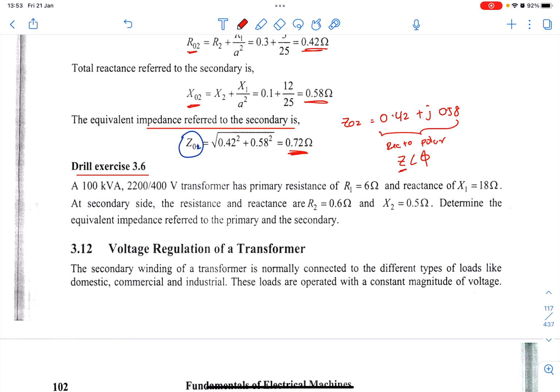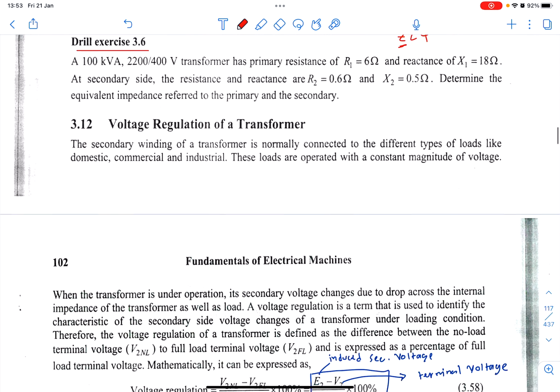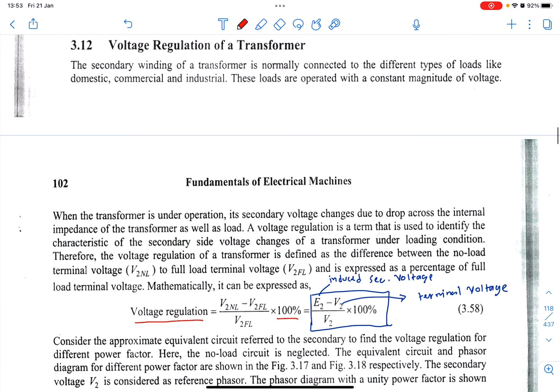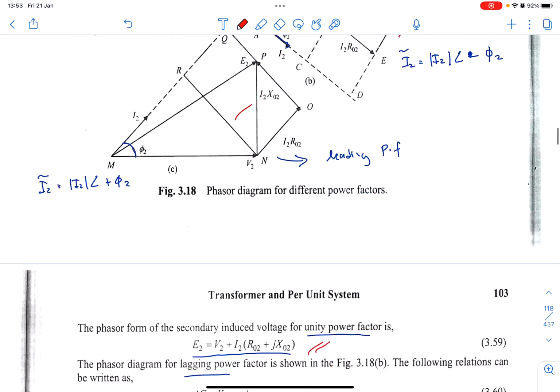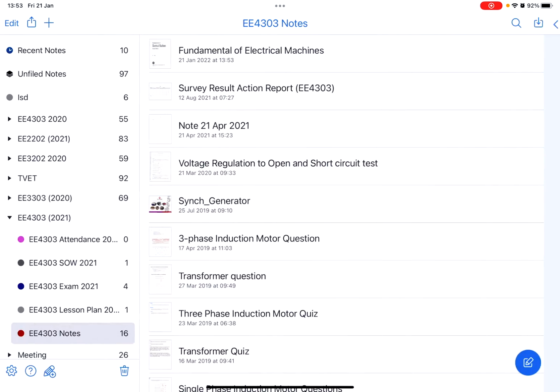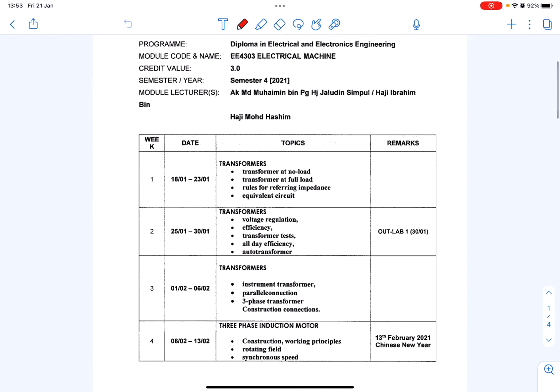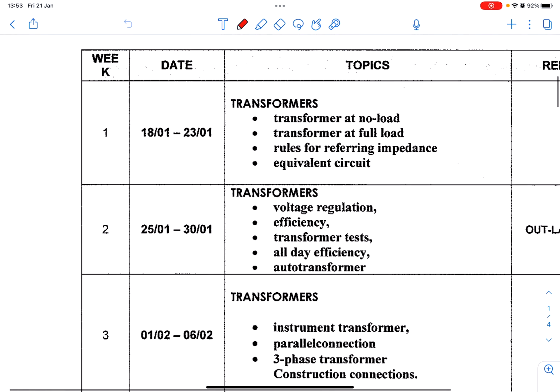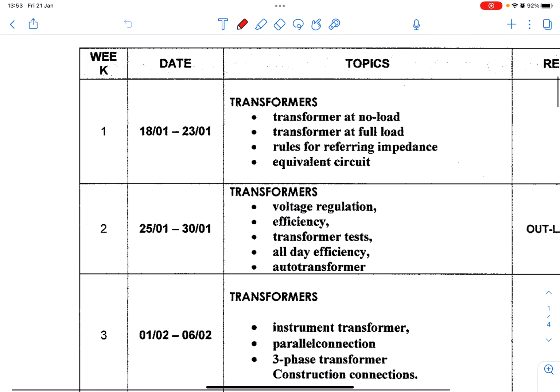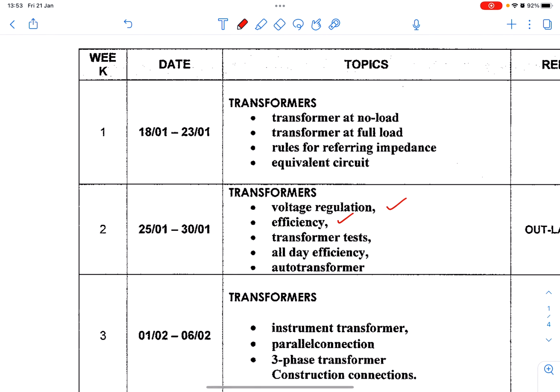We will continue for week number 2 on the voltage regulation, efficiency, transformer test, all-day efficiency, and auto transformer.